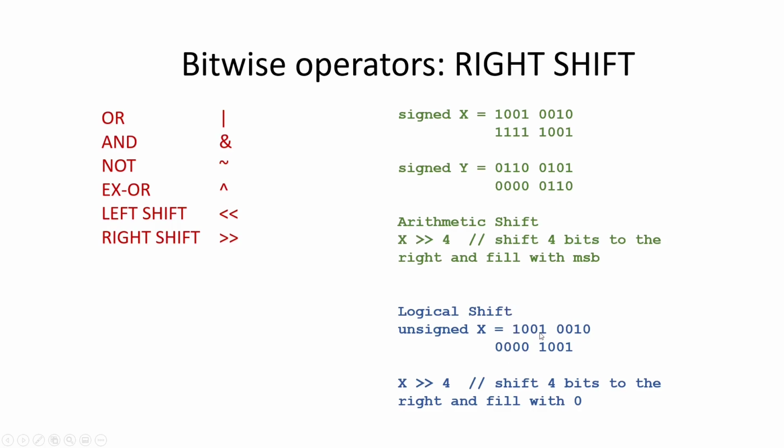So I take my 1001. These 4 most significant bits become the least significant bits. Oh, I didn't get this lined up very well. I'll fix that before I put them online. And we shift in zeros.